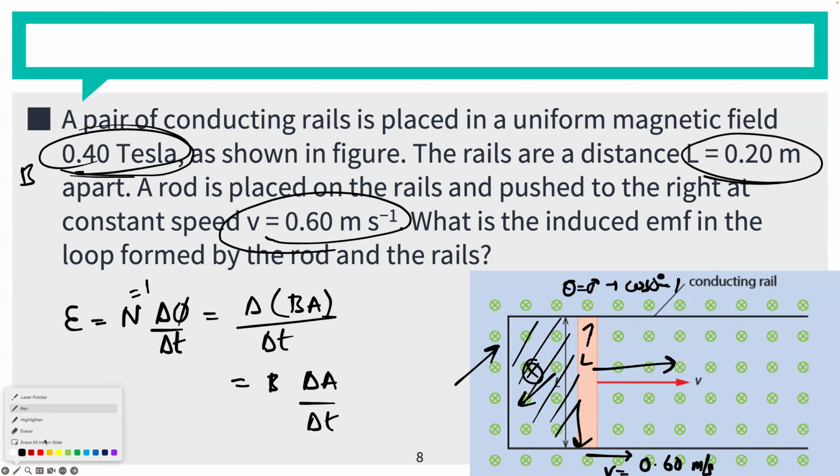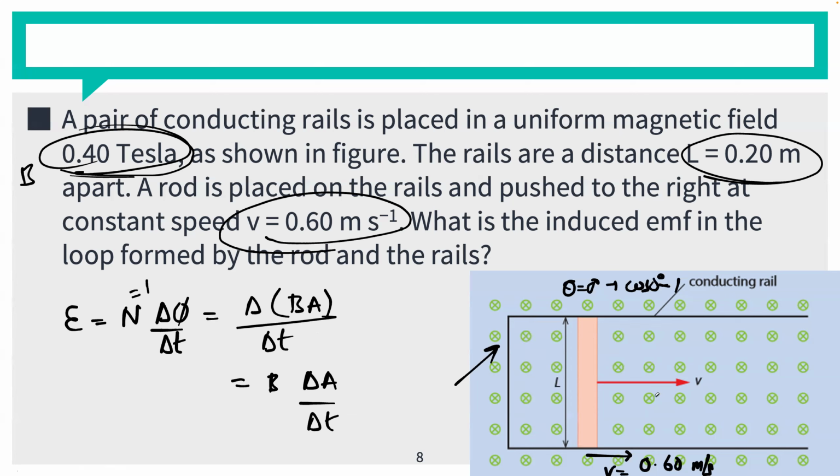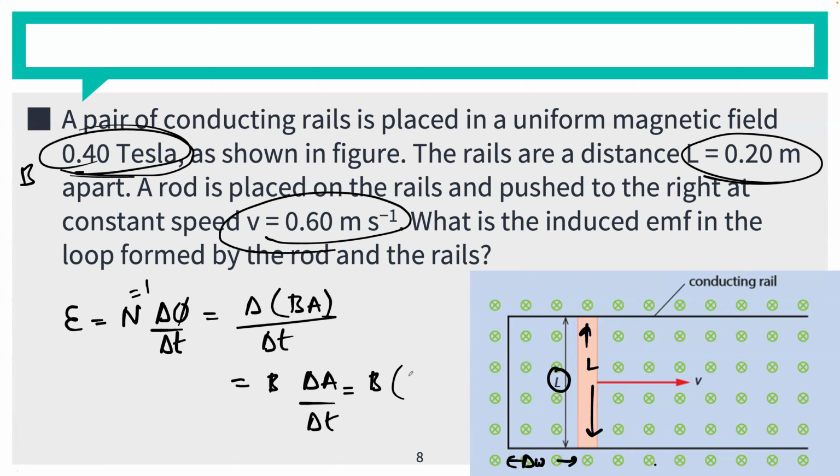In this change in loop area, is that area of the loop changing due to the change in length or due to the change in width? The answer is it is changing due to the change in width because the length is constant. The length is not changing, right? Now, I can write this as d times what? Area can be written as length into width divided by time. Since length is constant, I'm taking it out of the bracket. You left with delta W by delta T.